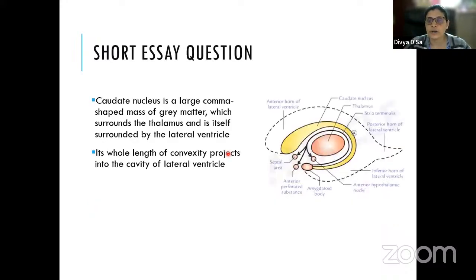So what is it? The caudate nucleus is a large comma-shaped mass of gray matter which surrounds the thalamus. Here you can see, this is the thalamus, and it surrounds the thalamus and is itself surrounded by the lateral ventricle. This dotted line is the lateral ventricle. Its whole length of convexity projects into the cavity of the lateral ventricle.